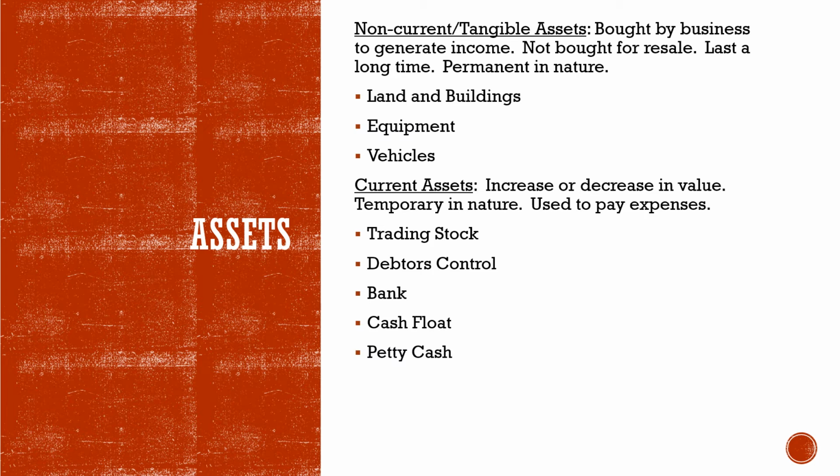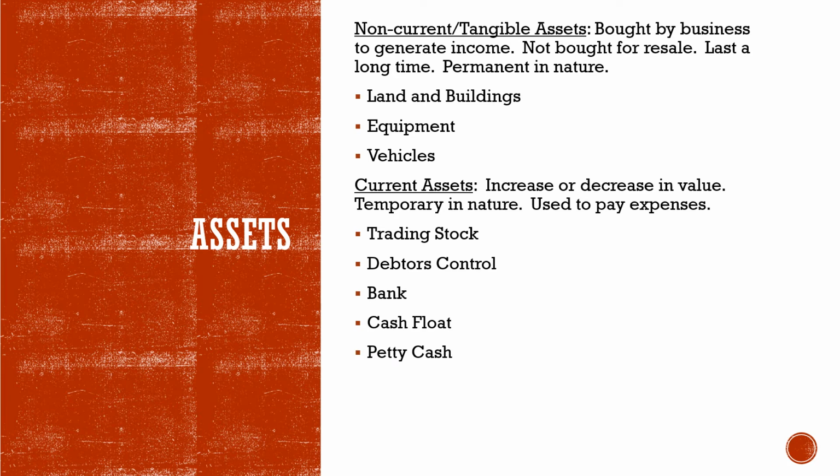And then current assets: they increase or decrease in value, are temporary in nature, and are used to pay expenses. Right, so trading stock, you will keep it in your business, and as soon as you buy it, you will try and sell it as fast as possible. Therefore, the value of your trading stock will fluctuate a lot within the next 12 months. Therefore, it is current. Debtors control, this is money being owed to the business by clients. One month more people will buy on credit, the next month some people will settle their debt. So it's going to fluctuate a lot as well.